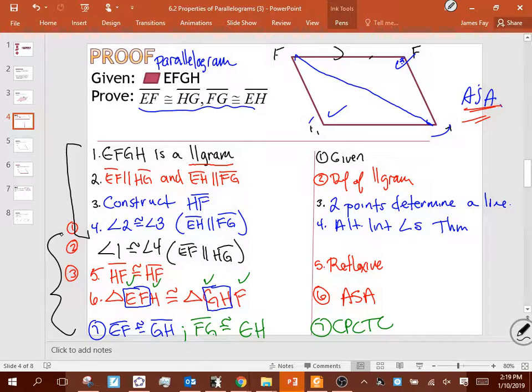I don't have anything else for you today, and that's a good thing because the bell's going to ring in a moment. But I sent you an email with a Word document in it, and there's essentially a coordinate plane proof for your homework tonight.